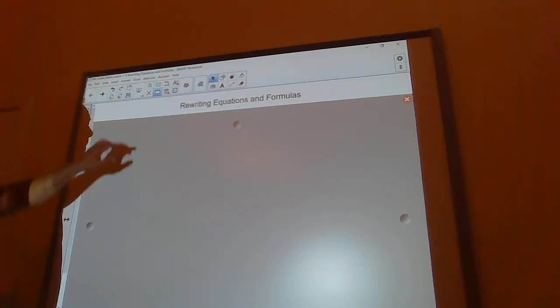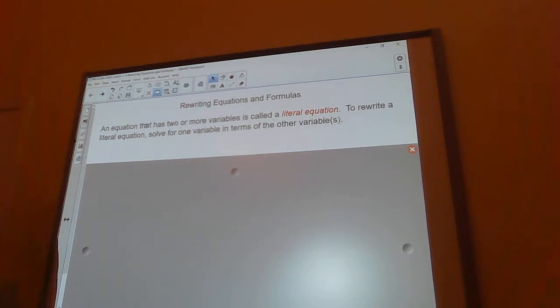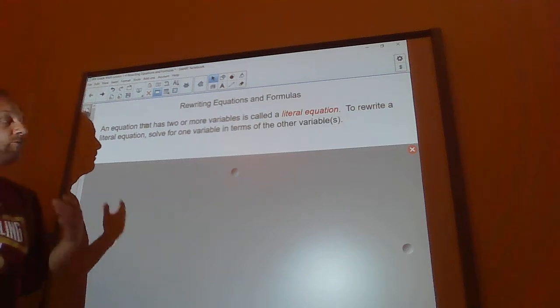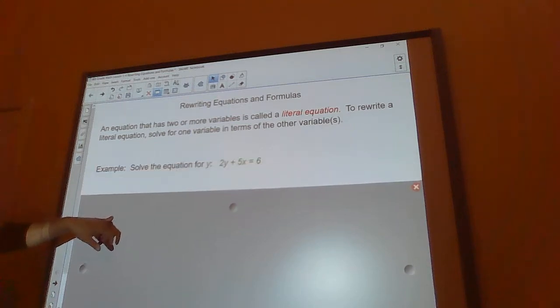Morning, everybody. So today we're going to talk about rewriting equations and formulas. Okay, so an equation that has two or more variables is called a literal equation. If you want to rewrite a literal equation, you can solve for one or more of the variables in terms of the other variables. So what does that mean?